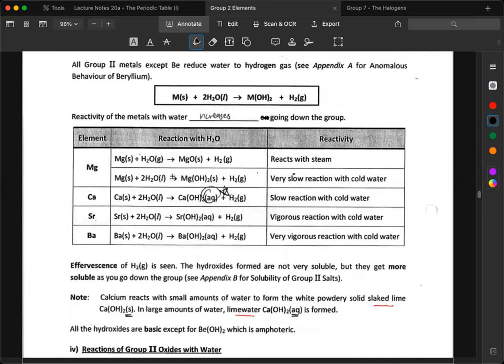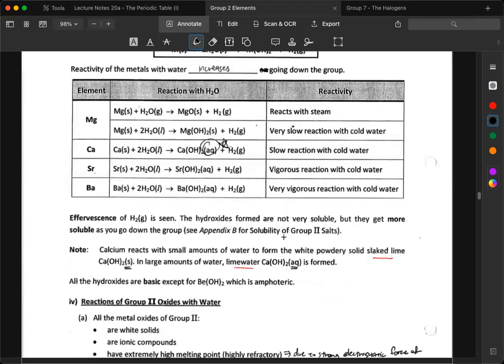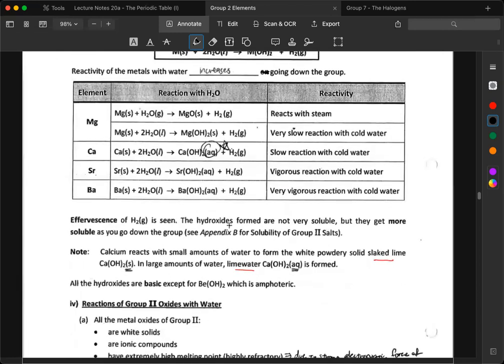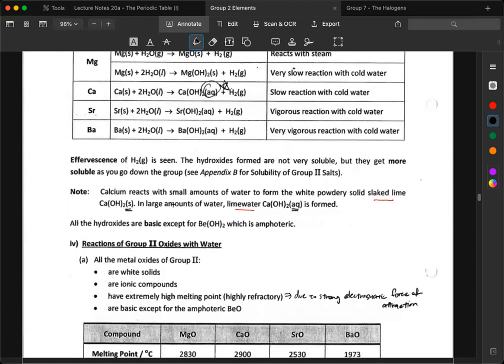Okay, so magnesium with water from magnesium oxide, that is with steam. Because with water itself is very, very slow. Then for reaction of calcium with water, can you see that it does react with water, but slow reaction. Then you can see that there is a very quick difference. Reactivity increases. Okay, the hydroxides are not very soluble, but as you go down the group, the solubility increases.